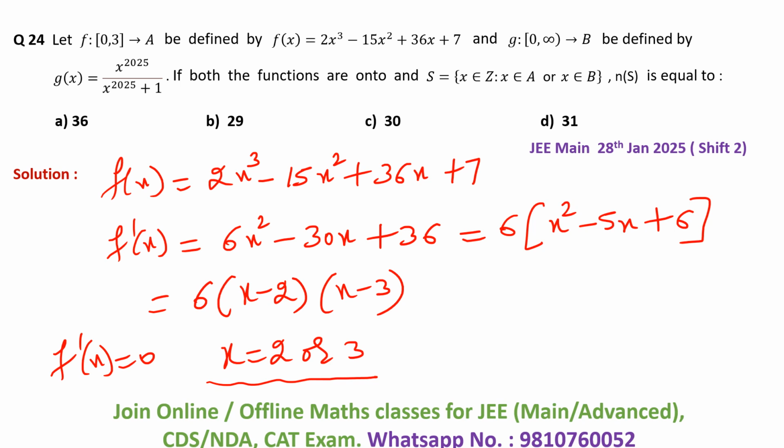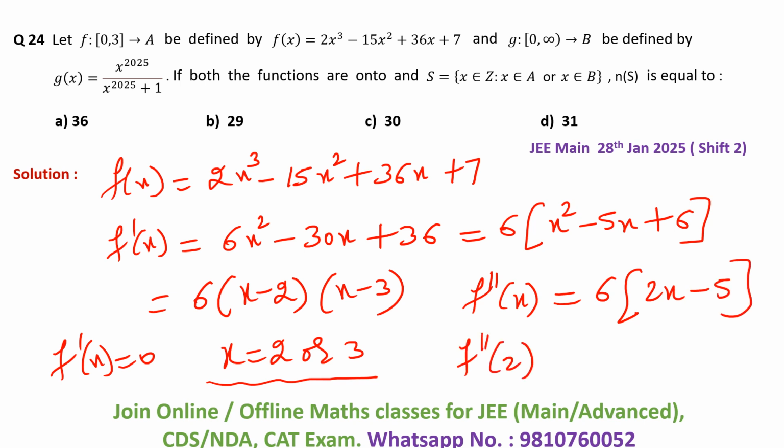Now to decide at which point we are going to get maxima and at which point we are going to get minima, we will use second derivative test. So just differentiate again. F double dash x becomes equal to 6 times 2x minus 5. Now when I put x as 2 in this, then the value is negative, clearly indicating that at x equal to 2 we are going to get local maxima. Fine. Now we move further.